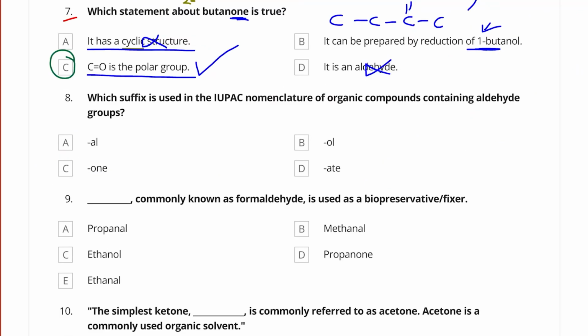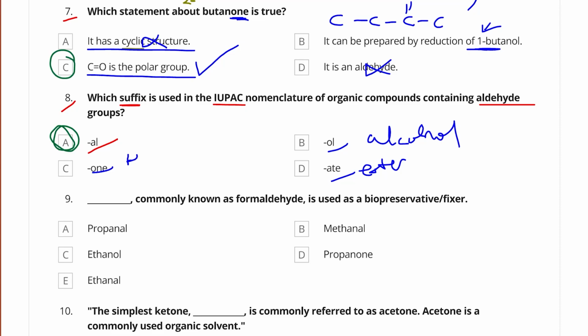Yes. Continue on question 8. Question 8. Which suffix is used in the IUPAC nomenclature of organic compounds containing aldehyde? It's very easy. Al. Let's give the answer. We have the answer A. What about the rest? The one is for ketones, ol is for alcohols, and oate is for ester. Ester, alcohol, and this is ketone.